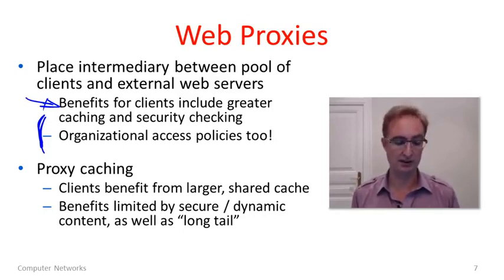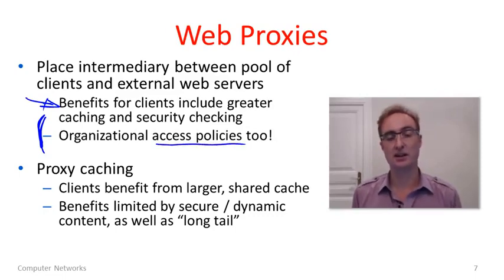Now, the organization also benefits in that it can provide, or enforce rather, organizational access policies. Your organization might have policies about what kind of sites you can surf through the corporate firewall, and if you try and surf other things, then those connections just won't go through. Your organization might even have policies about what information you can send outside of the company, just to try and prevent confidential information from leaking. So proxies perform all of these different services, and this is why they're sort of useful from an IT perspective.